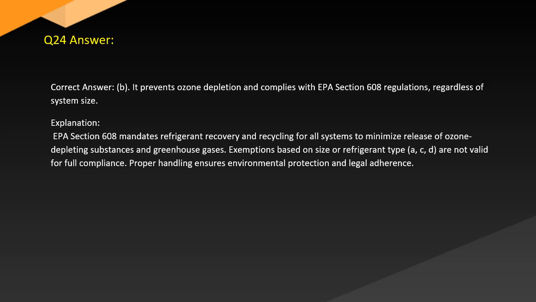Answer. Correct answer. B. It prevents ozone depletion and complies with EPA Section 608 regulations, regardless of system size. Explanation. EPA Section 608 mandates refrigerant recovery and recycling for all systems to minimize release of ozone-depleting substances and greenhouse gases. Exemptions based on size or refrigerant type (A, C, D) are not valid for full compliance. Proper handling ensures environmental protection and legal adherence.